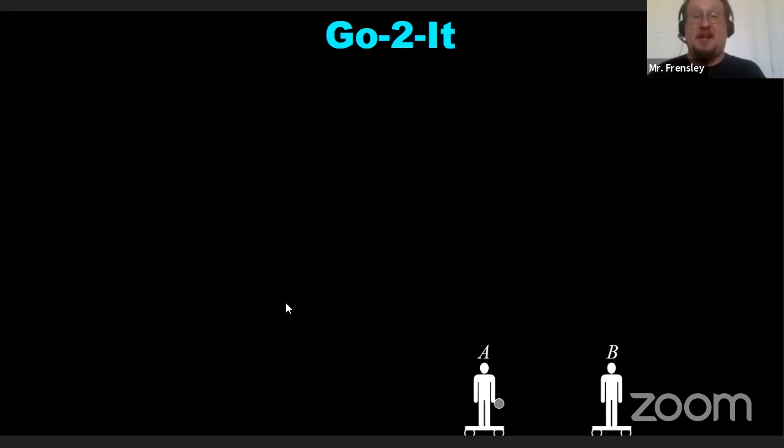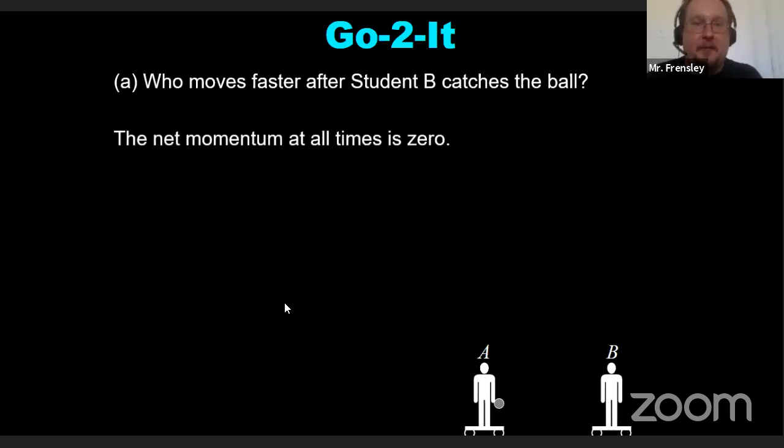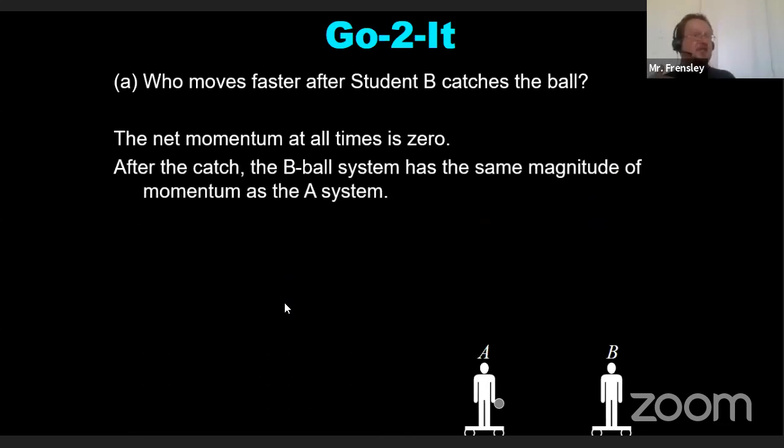Okay, in a change of pace, we're actually going to go over this question at the outset here. So who moves faster? Well, here's what I'm thinking. I'm thinking that the net momentum of this system is always zero. No one's moving before, and there were never any unbalanced external forces. Yes, there's weight and normal force, but they cancel. The force of A on the ball and the ball on B are all internal forces. So the net momentum starts at zero and is conserved, so it stays zero. After the catch, the system consisting of student B and the ball has the same momentum to the right that A has to the left, making zero net momentum.